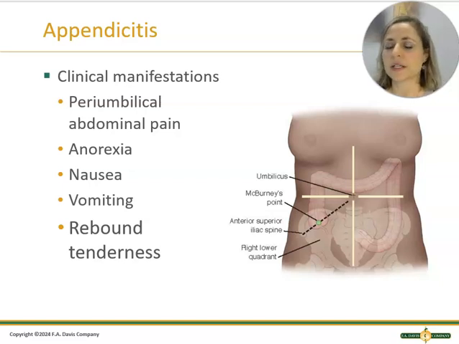And this pain is very intense. Don't be surprised if you see these patients coming in the fetal position. They can't even straighten themselves out because the pain is so intense. There's also another sign you can do called Rovsing's sign, where you press on the left lower quad, and they have pain in the right side.